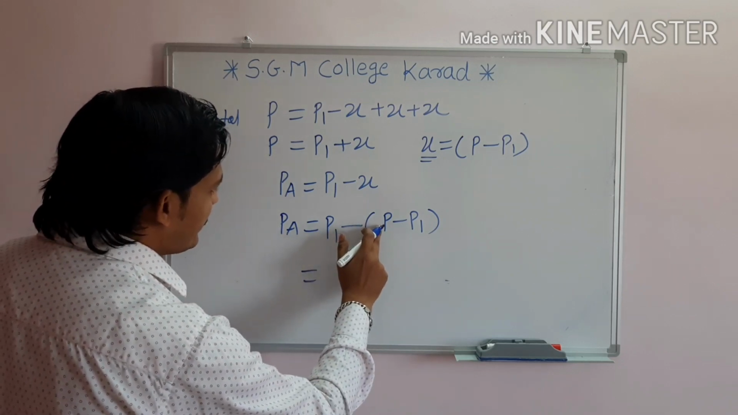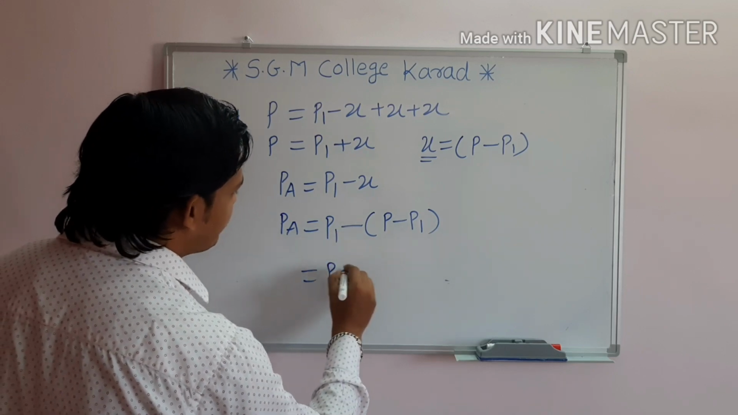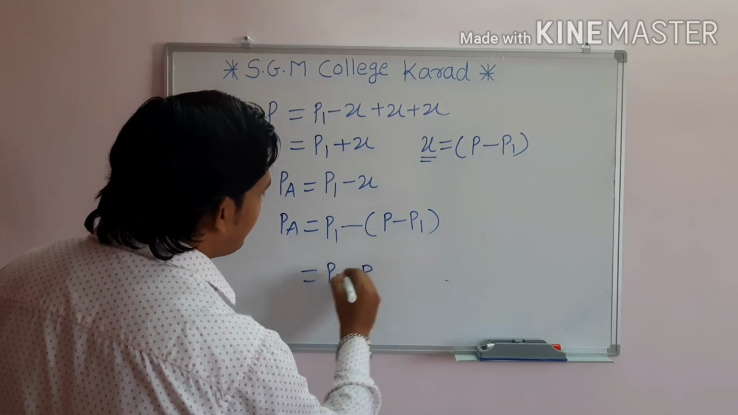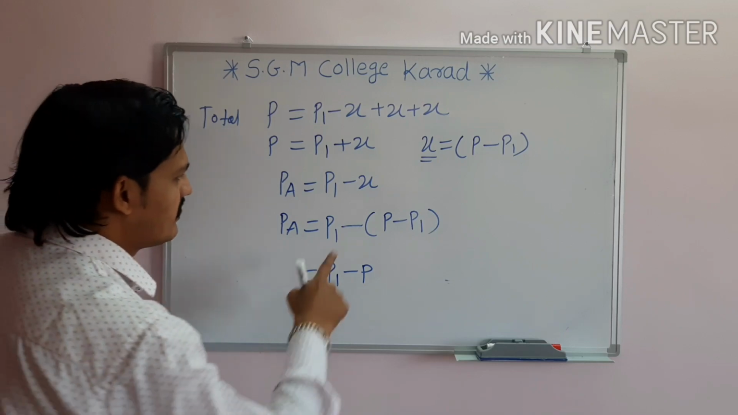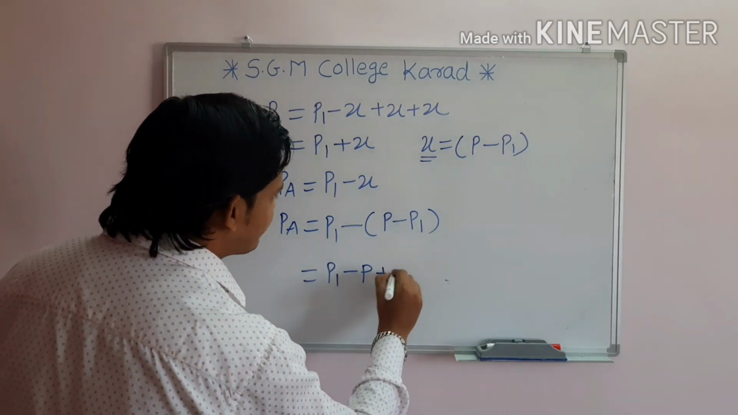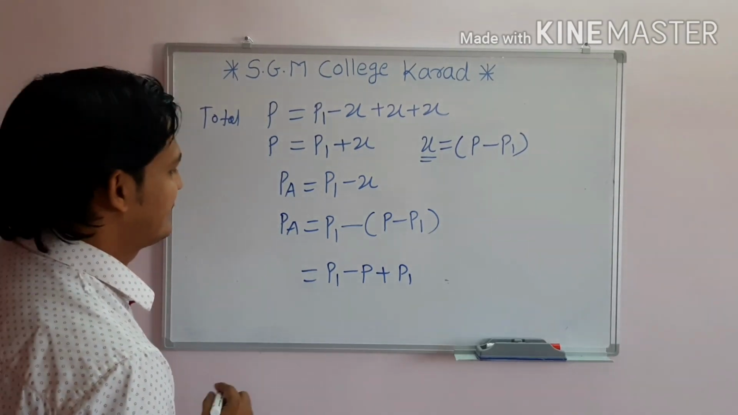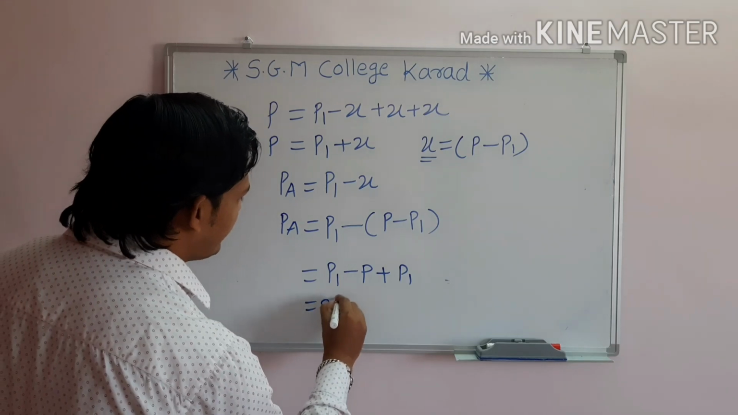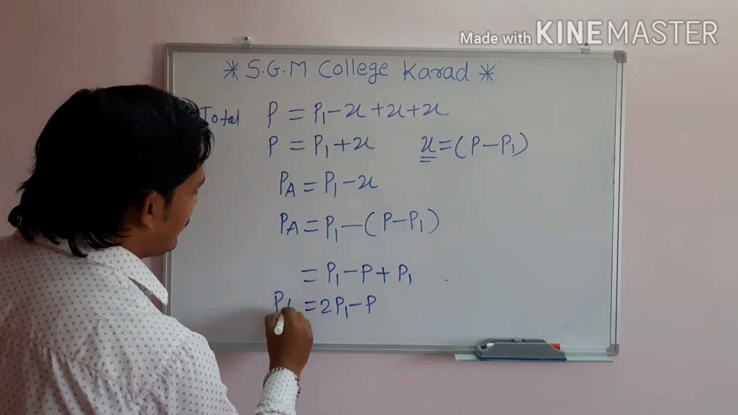P1 into P, that is P1 minus P, will remain. P1 into P1 minus P, then P1 into P1 minus plus P1. Then P1 plus P1 is twice of P1 minus P. So this is the value of PA.